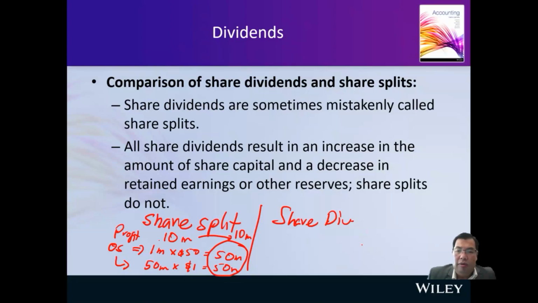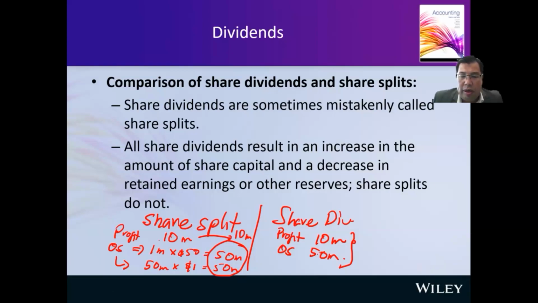Your retained profit. For share dividend, the profit originally is 10 million. Your ordinary shares is 50 million, for example. And then after the share dividend, what happened is you increase your ordinary shares to 55 million. Your profit now is 5 million. It means a reduction in the profit and an increase in ordinary shares. So that is the difference between the share split and share dividends.